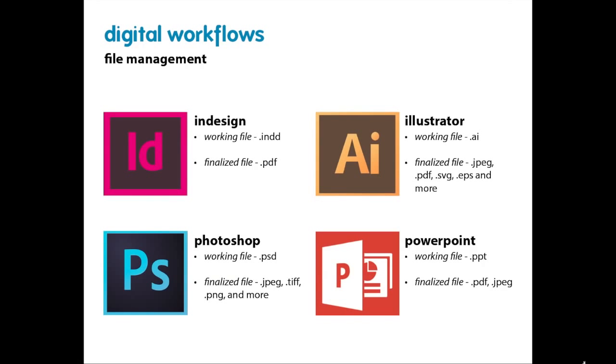So here are the different programs with their different working files and their finalized files. With InDesign, it's INDD or INDT, which is for templates, and you'll export as a finalized file as a PDF. And then Illustrator has AI, and that gets exported in many different ways: JPEG, PDF, SVG, EPS, just to name a few. Photoshop is a PSD, and you can export into many different types of finalized files, like a JPEG or a TIFF or a PNG.